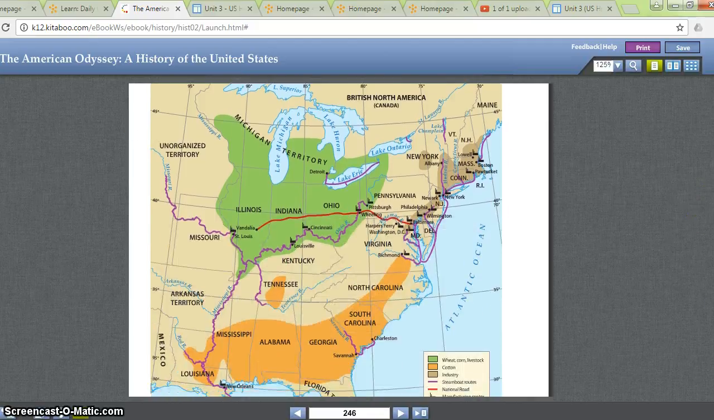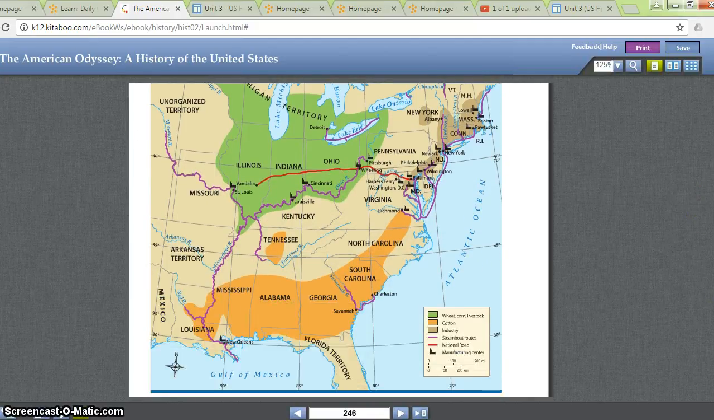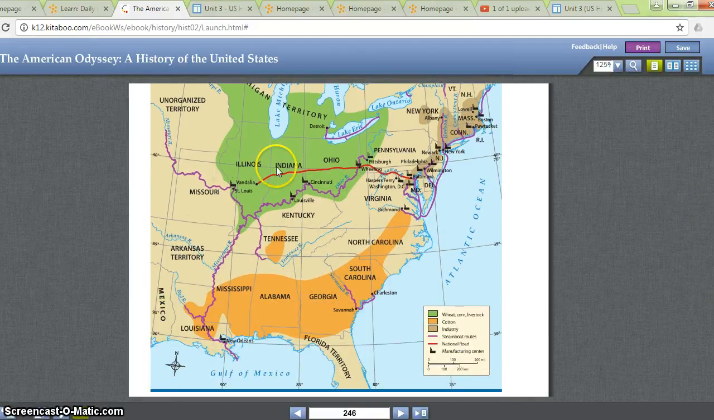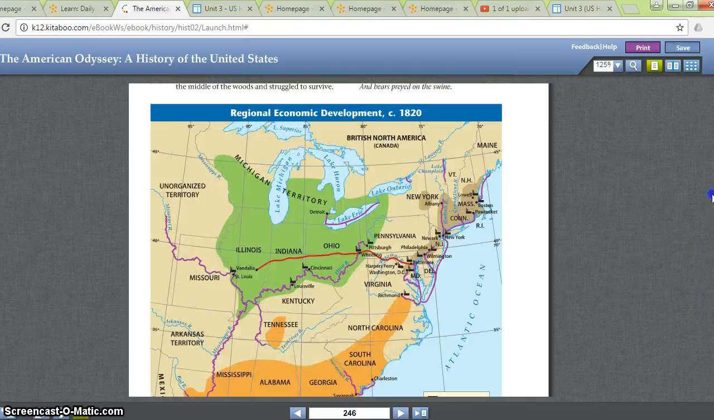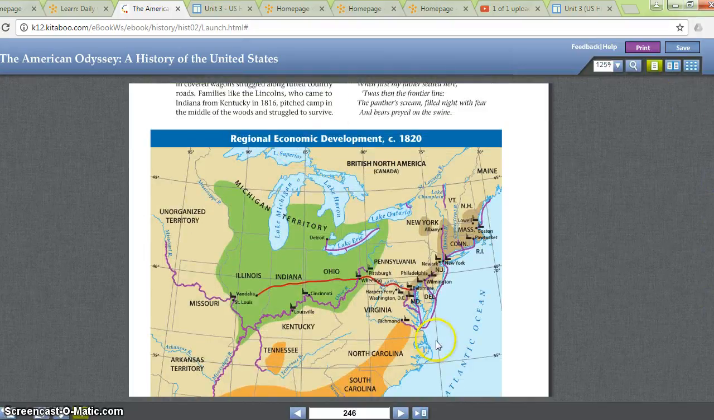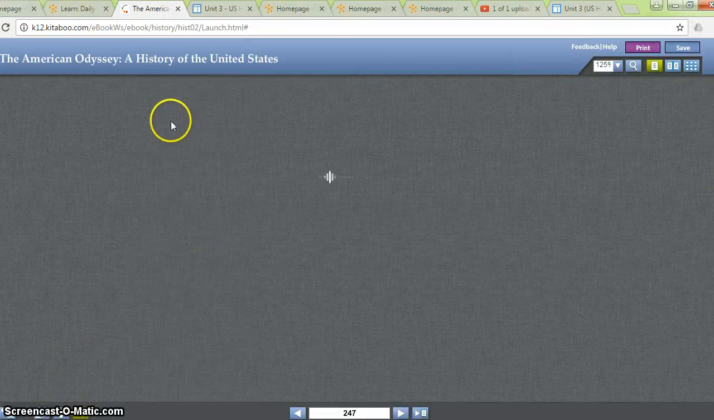And here's just a map showing regional economic development in 1820. I'm just giving a visual of some of the industries and the routes that were being developed in the United States. Okay, next page.